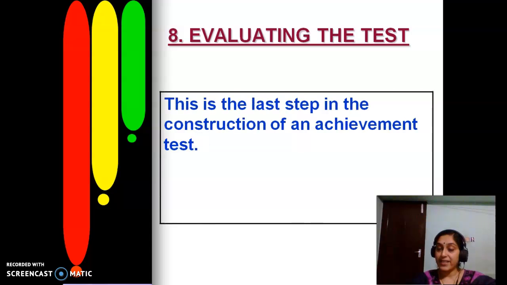And the evaluation of the test is the last step in the construction of an achievement test.